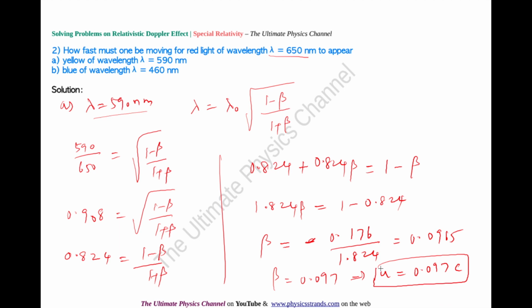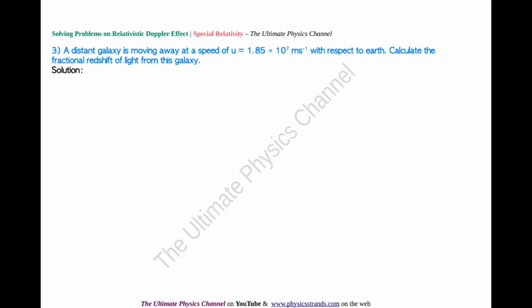Right, because it is blue shifting, we have to use this expression with a minus sign on the numerator. Let's go to the next case here, that is the B case where it is 460. So here I have to substitute 460 in the numerator and work it out. Here again, it is also blue shifting.